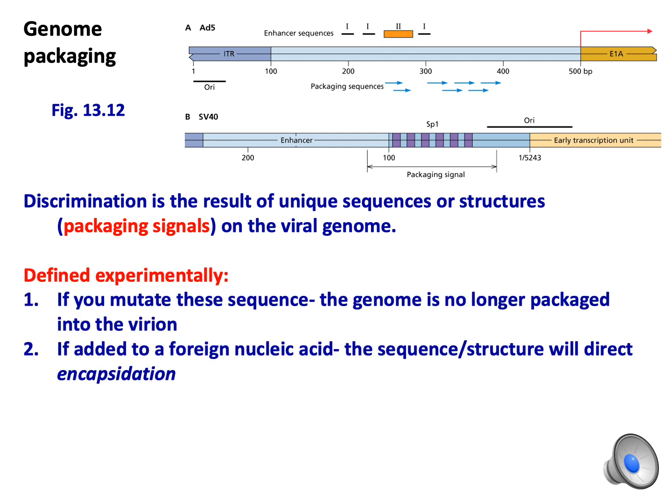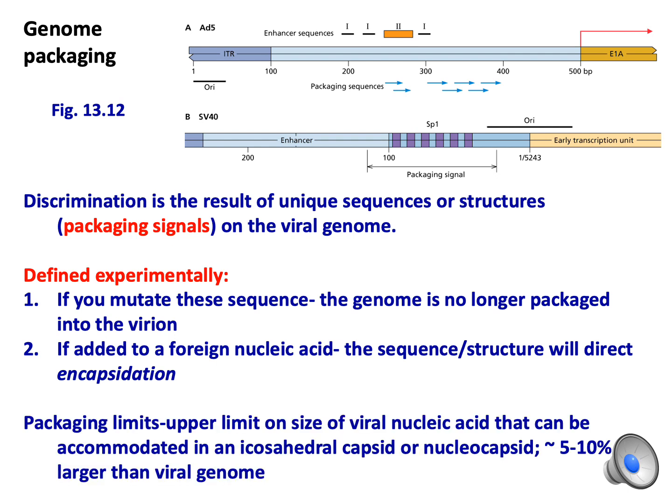These are defined experimentally, so how do you do that? If you mutate them in clones, that genome is no longer packaged into the virion, so you muck it up and you get a negative outcome. And then importantly, if you add those sequences to a foreign piece of nucleic acid, that sequence or structure directs the encapsulation into the virion of that foreign nucleic acid. So both things are actually important.